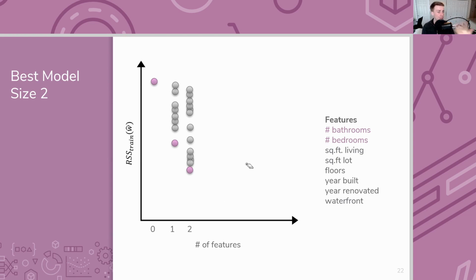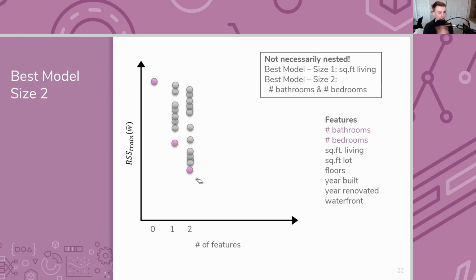So if you restrict yourself to 2 features, those 2 might be the most indicative of the price. One thing to note in this example I've just done: if you limit yourself to 1 feature, square foot living was the best. But if you limit yourself to 2 features, number of bathrooms and number of bedrooms were the best.